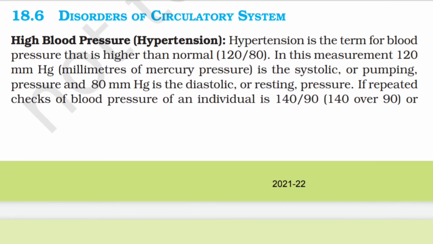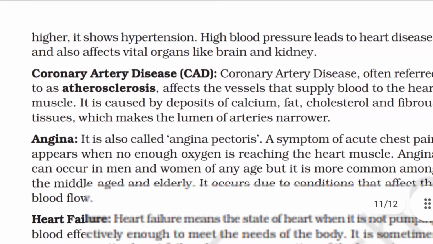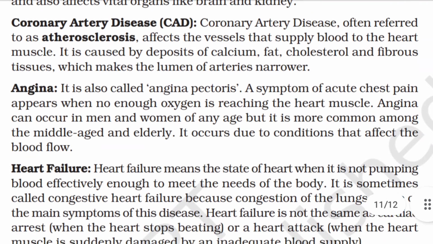18.6 Disorders of circulatory system. High blood pressure, hypertension. Hypertension is the term for blood pressure that is higher than normal, which is 120/80. In this measurement, 120 mmHg, millimeters of mercury pressure, is the systolic or pumping pressure, and 80 millimeters of mercury pressure is the diastolic or resting pressure. If repeated checks of blood pressure of an individual is 140/90 or higher, it shows hypertension. High blood pressure leads to heart diseases and also affects vital organs like brain and kidney.